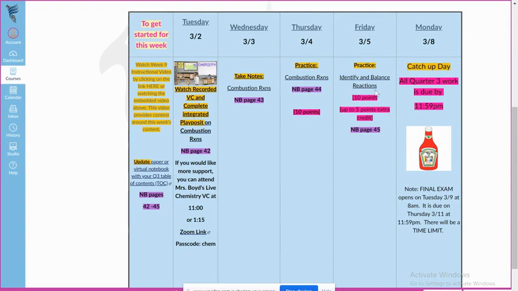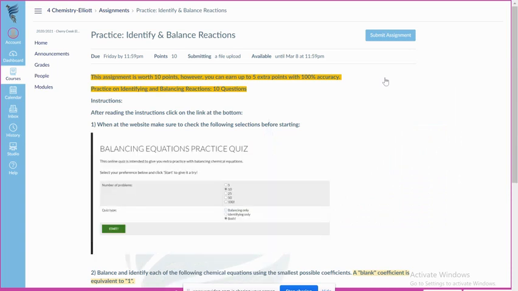Finally, your last assignment for this week is a 10-point assignment, but there's some extra bonus points if you do really well on it. This is a chance for you to go back and identify the 5 reaction types as well as to balance them. So it integrates the combustion lessons from earlier this week, but it also gives you a chance to get ready for that quarter exam that's coming up next week.